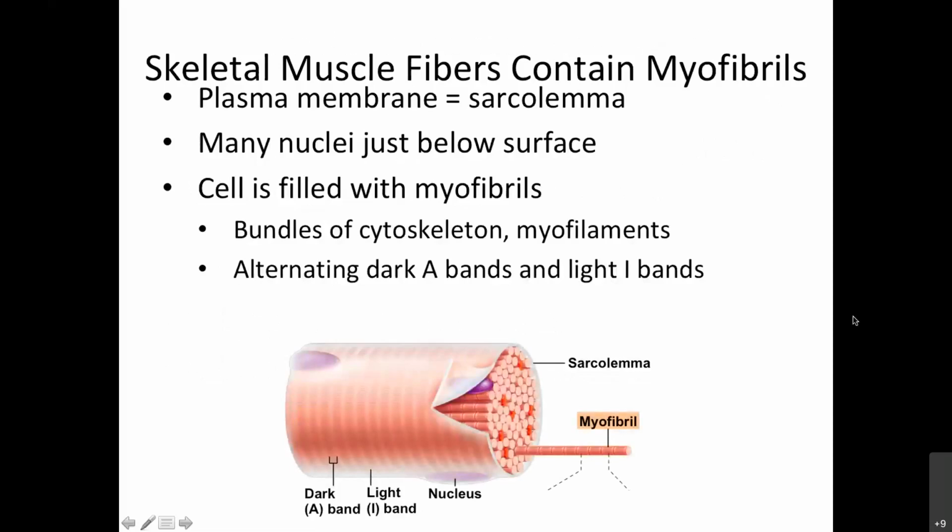Okay, so skeletal muscles are fibers that contain myofibrils. Skeletal muscle cells, we call them muscle fibers. The plasma membrane, we give a special name, we call it the sarcolemma. These cells are filled with fibrils, which are the cytoskeleton, the actin and the myosin. They have alternating bands of dark and light when you look at them. The dark bands we call A bands, the light bands we call I bands.